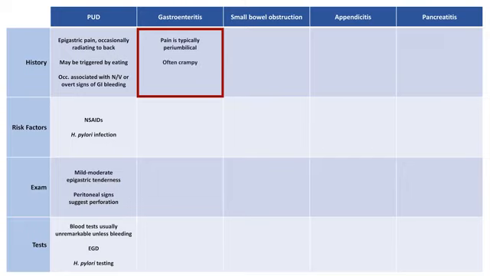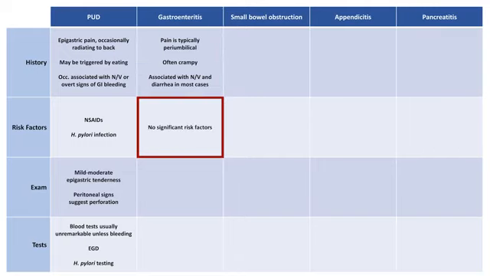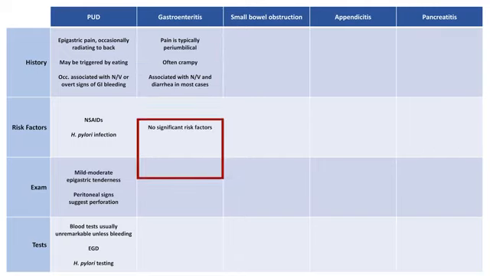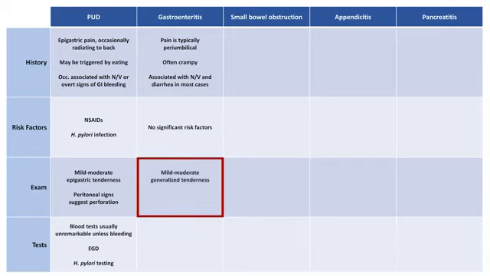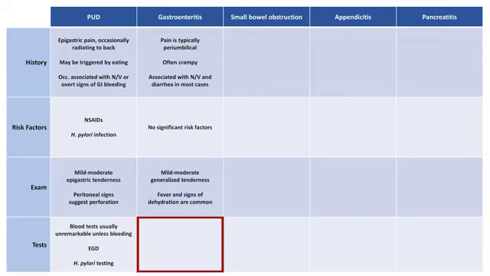When it comes to gastroenteritis, pain is typically periumbilical. It's often crampy and associated with nausea and vomiting and diarrhea in most cases. There aren't really significant risk factors outside of an outbreak. The exam will show mild to moderate periumbilical or generalized tenderness, but no rigidity or peritoneal signs. Fever and signs of dehydration are common. The only typical abnormal blood test is an elevated white blood cell count. Diagnosis is a clinical one, not requiring any imaging or endoscopy.